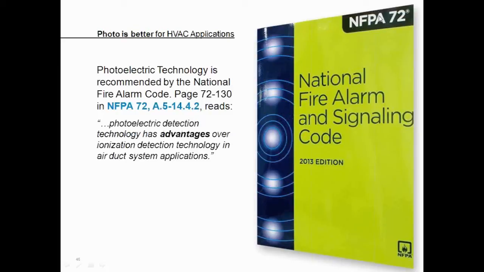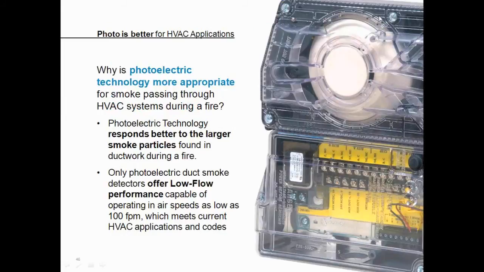As I mentioned, of the two different detection methods, photoelectric is preferred for HVAC applications, and NFPA states that photoelectric technology has benefits over ionization detectors in air duct systems. This is primarily due to the smoke particle size found in duct applications, which is the larger smoke particles that are created by white and gray smoke. So as a summary, in duct applications, smoke particles are usually larger, which photoelectric technology responds better to. Also, photoelectric detectors are the only option for use in low-flow applications.